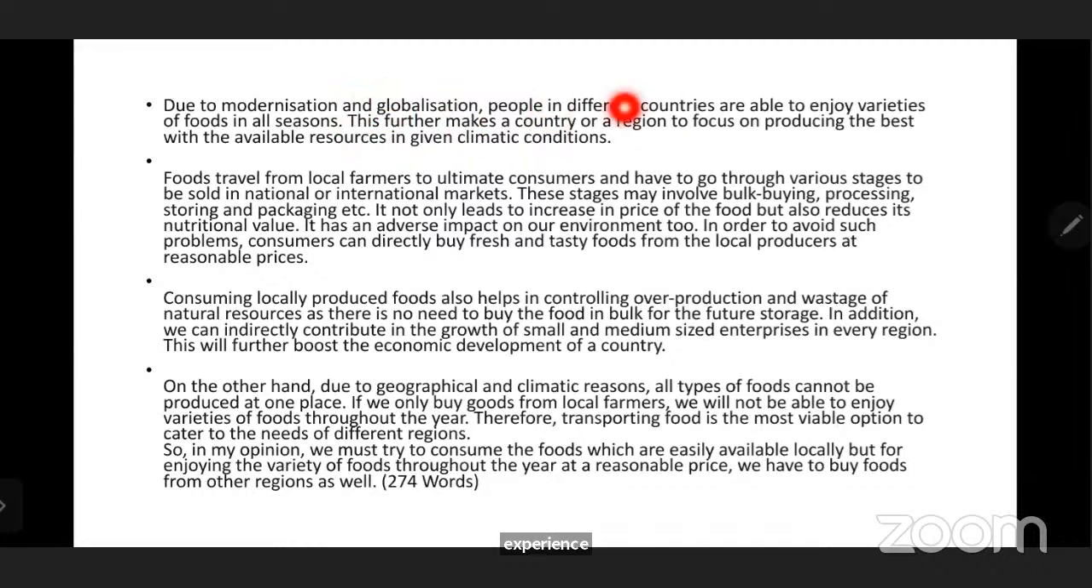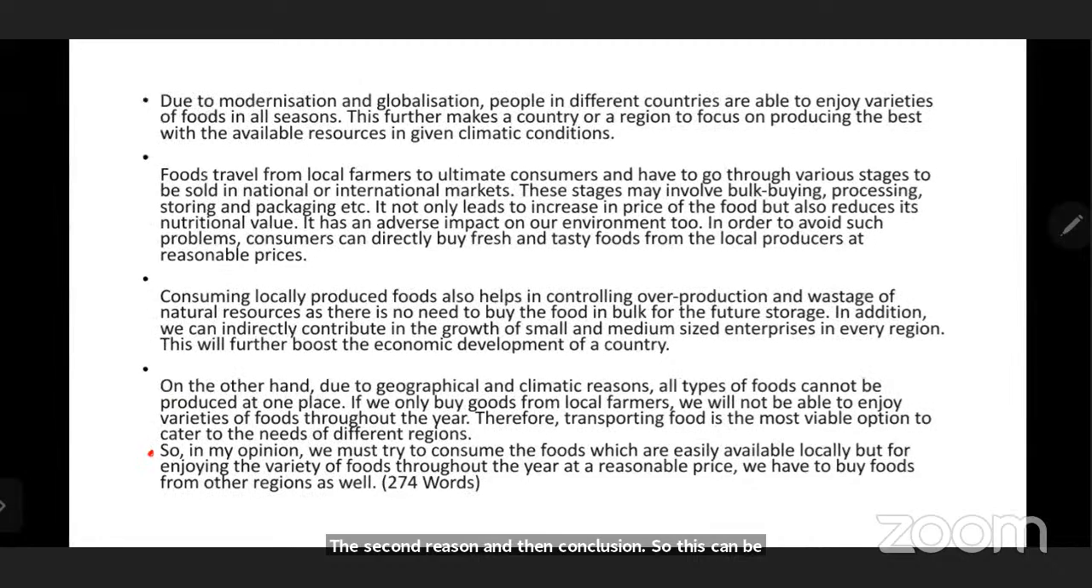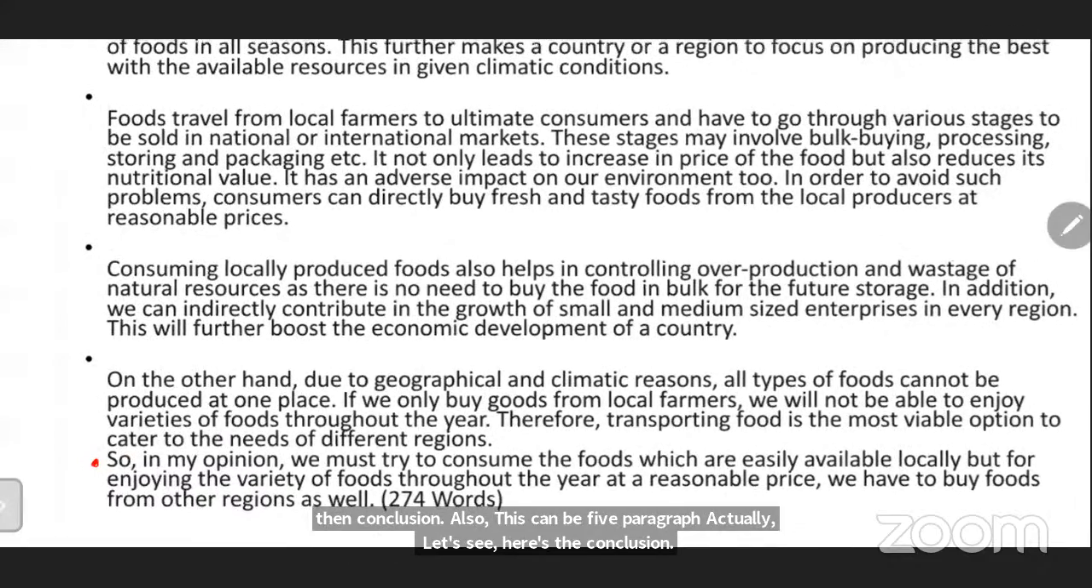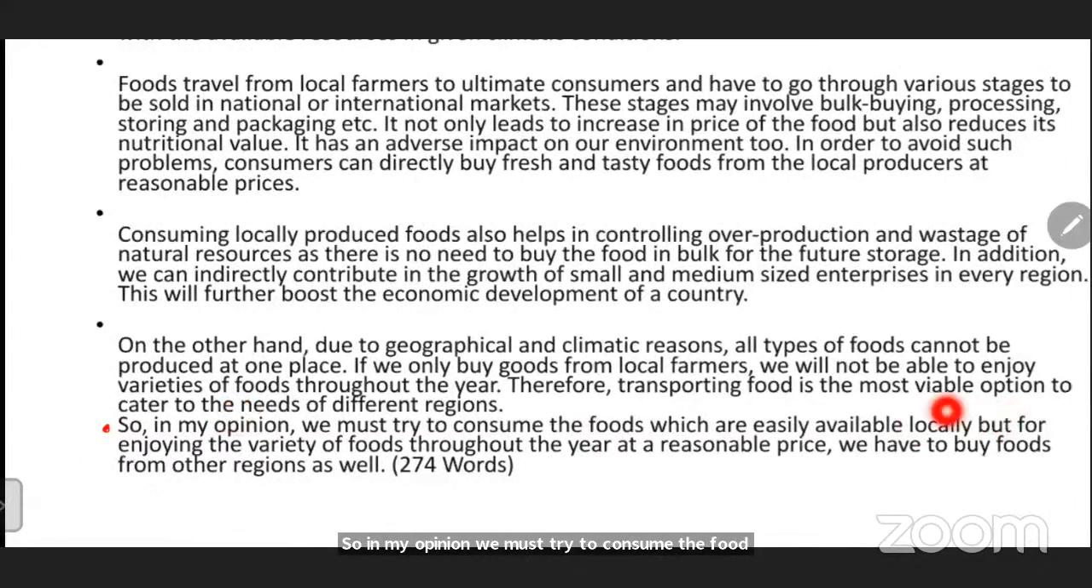They do the introduction, paraphrase, and then this is their statement: This further makes a country of origin to focus on producing the best with the available resources in given climatic condition. And this is their first reason, their second reason, and then conclusion. Also, this can be 5 paragraphs actually. Let's see. Here's the conclusion. So in my opinion, we must try to consume the food which are easily available locally, but for enjoying the variety of food throughout the year, we have to buy food from other regions as well.